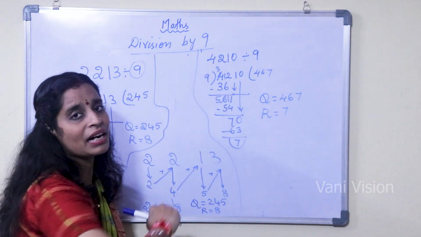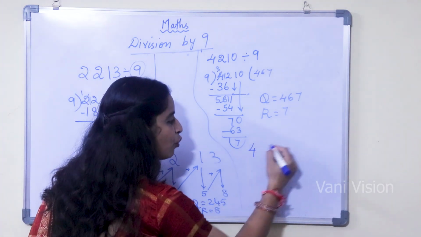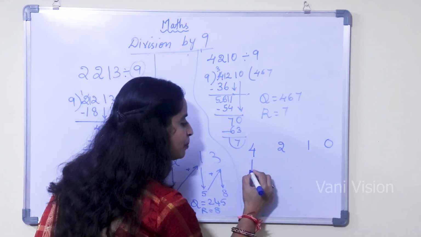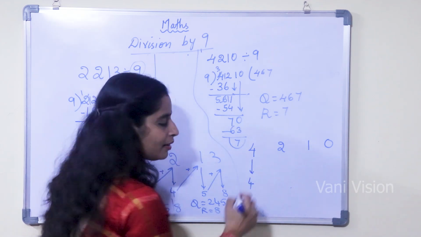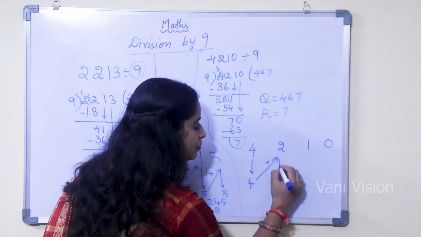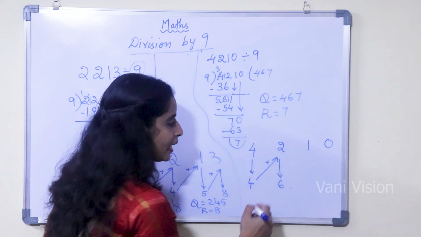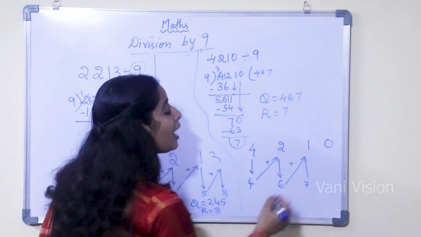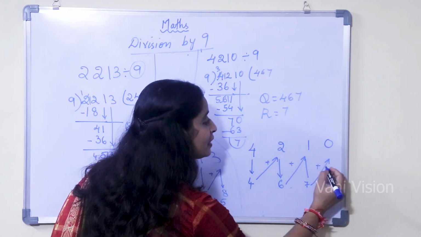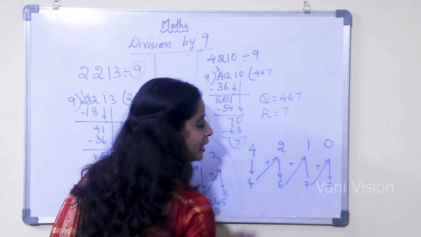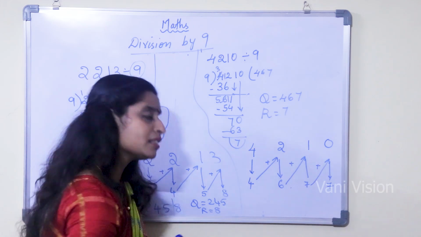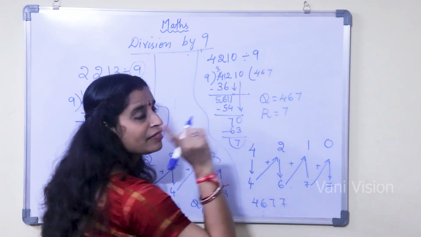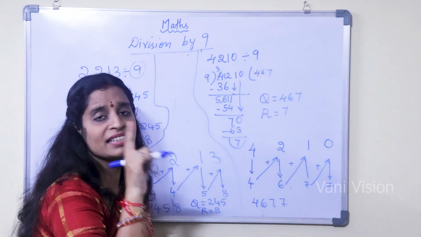That is 4210. So now same, 4, 2, 1, 0. Okay. Now 4 should be written as it is. Then this 4 should be added with 2. It becomes 6. Okay. Then this 6 should be added with 1. Then it becomes 7. And then this 7 should be added with 0. Then it becomes 7 again. 7 plus 0 is 7 only, right? Yes. Then 4, 6, 1, 7, 7. So we are doing the division by a 1 digit number, that is 9.